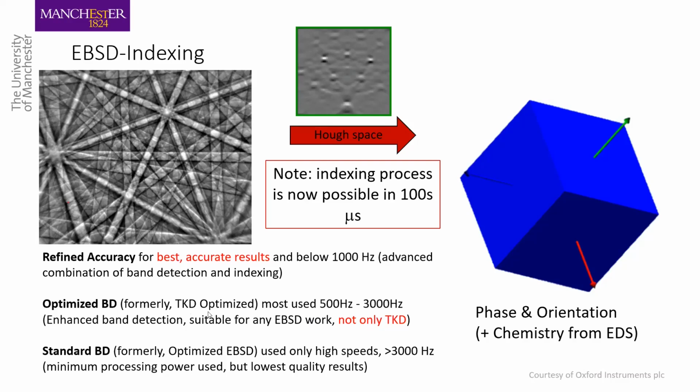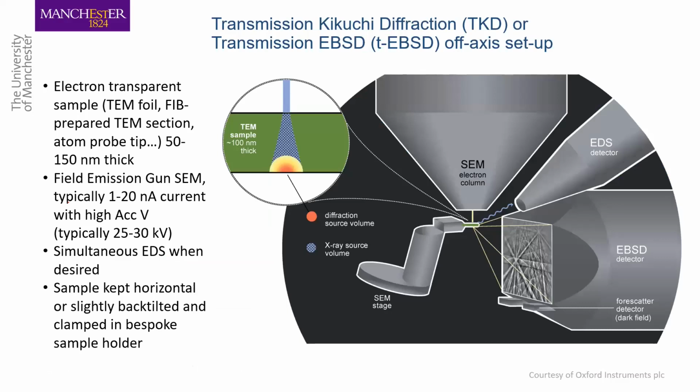It's not just for TKD. If you're using the older version, which is called TKD optimized, it's actually for any EBSD work. And then there's standard band detection, or optimized EBSD in the older software versions. This is to achieve really high speeds, maybe not so accurate, but really high speed, because it's got minimum interaction with the band detection, so calculation time. Once it's indexed, it can give you a phase and orientation, and you can also use EDS at the same time to gather chemistry.